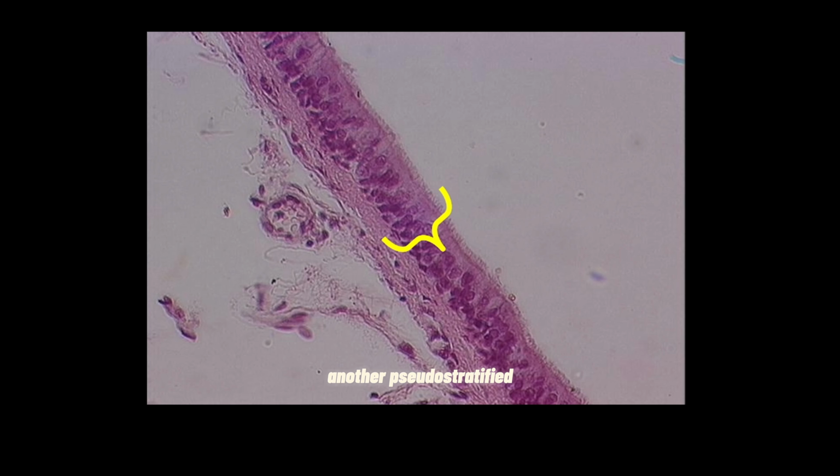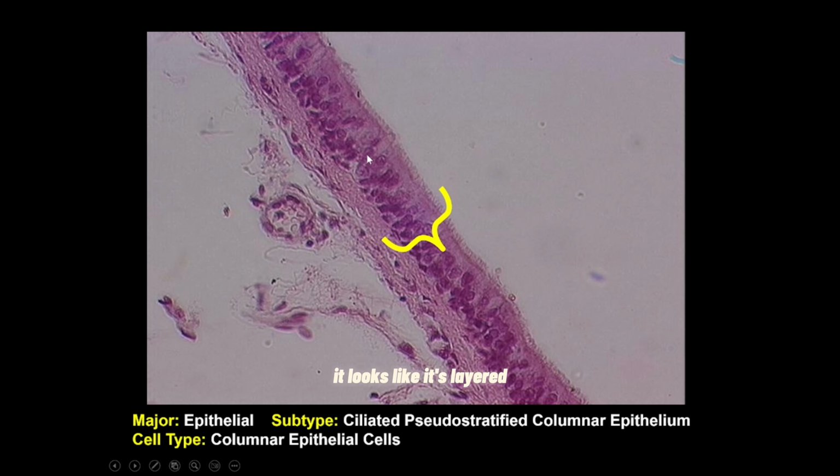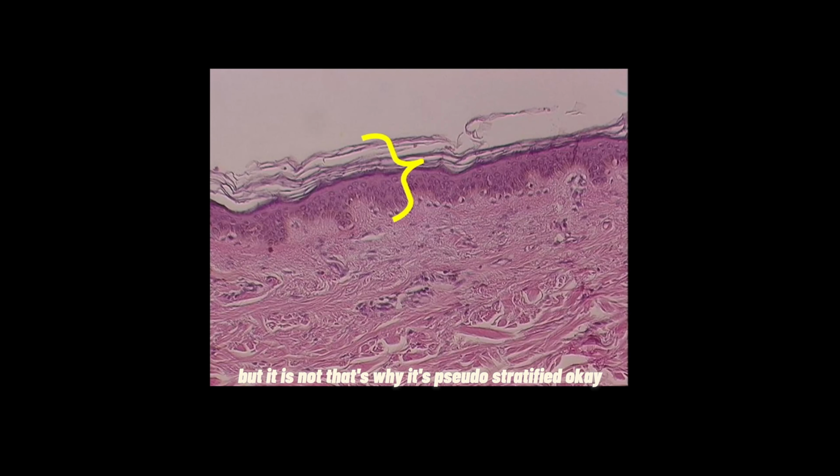Another ciliated pseudostratified columnar epithelium. It's a mouthful, I know. But you can see it's ciliated because you can see the little hairs. It's pseudostratified because you can see multiple nucleuses. It doesn't mean that it has multiple nucleuses. It's because of the way that it's cut. It looks like it's layered, but it is not. That's why it's pseudostratified.